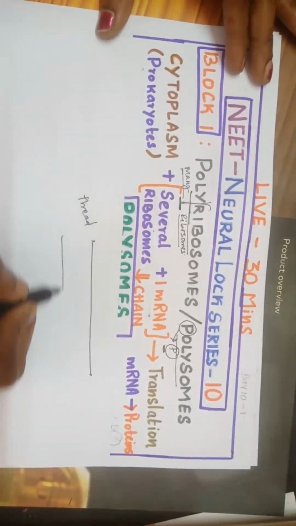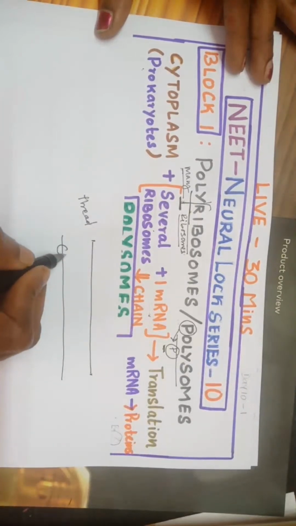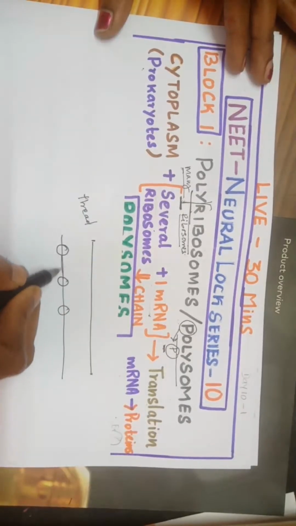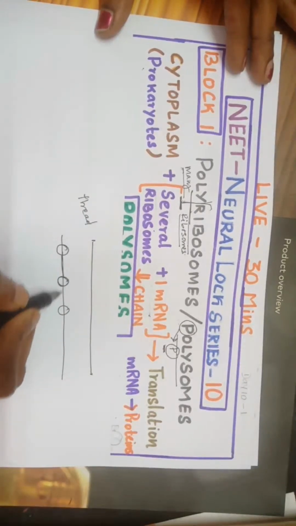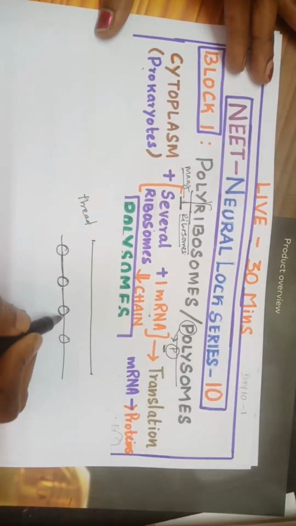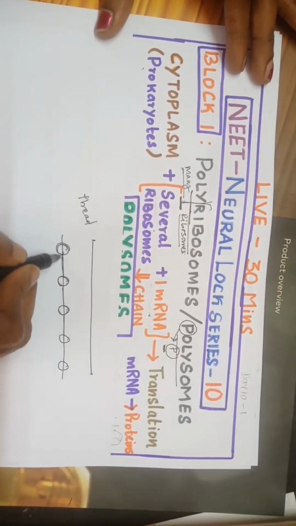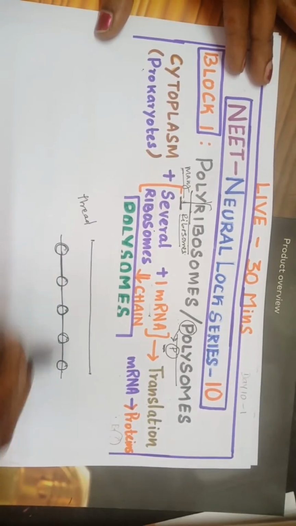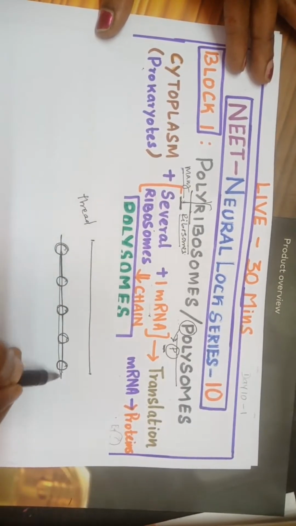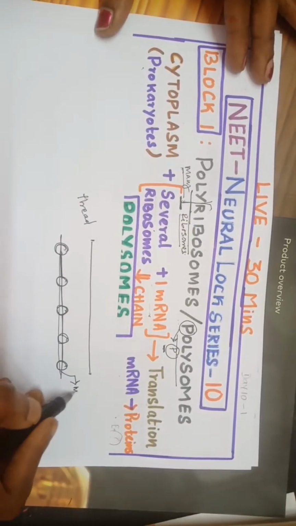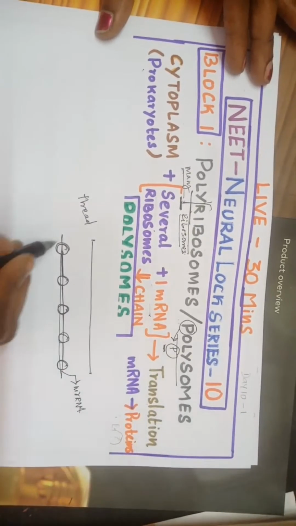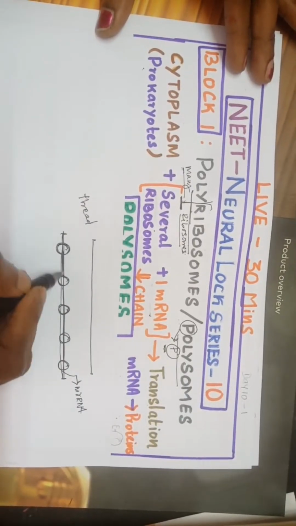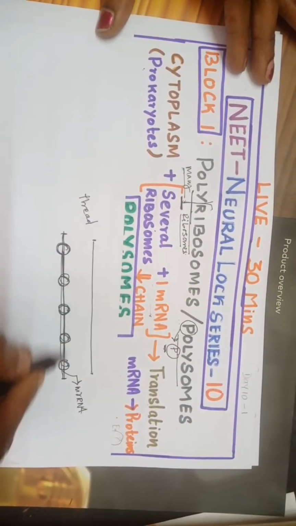Have you seen beads? Mala beads. It will be like this. This is one design: you have continuous beads. Sometimes there will be a gap between the beads. Each bead has a distance between them. Same way, this thread is the mRNA strand, a single mRNA, the same thread from here to here. And imagine these beads are ribosomes.